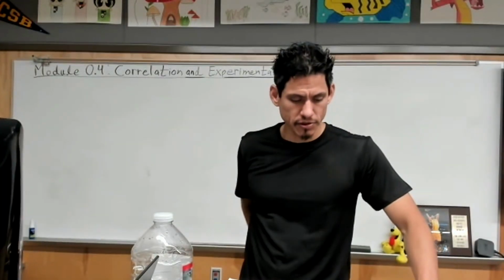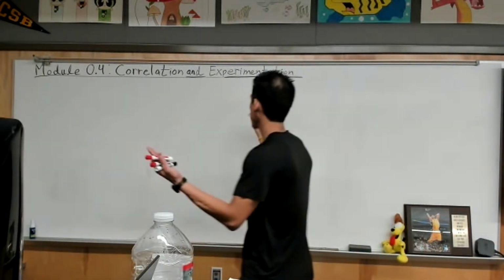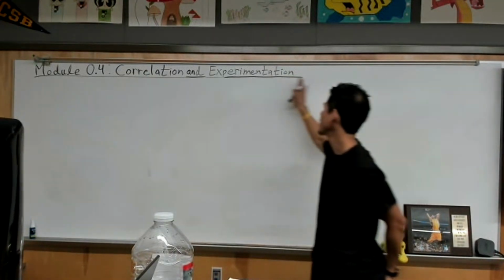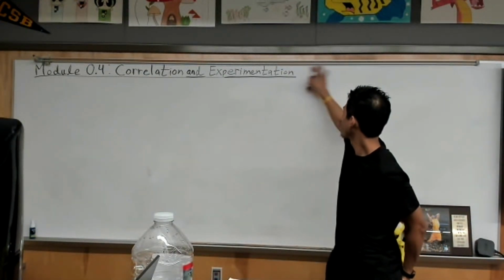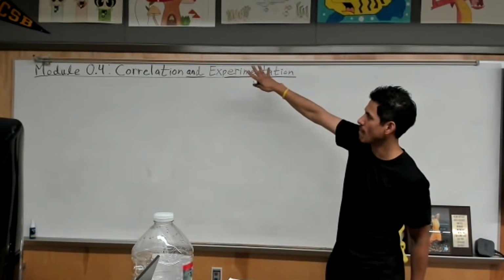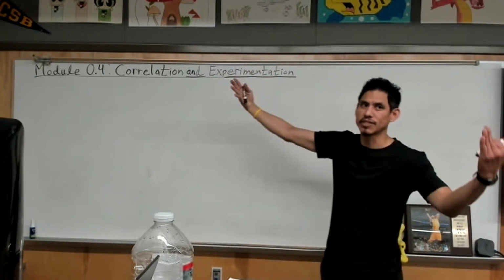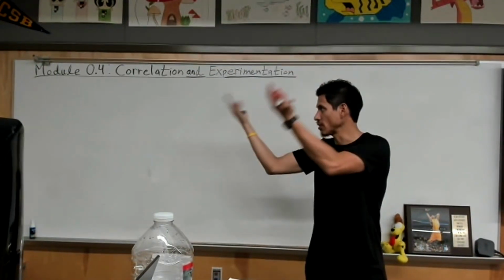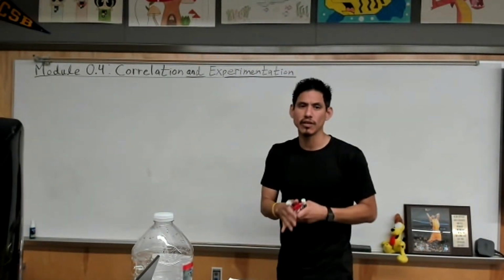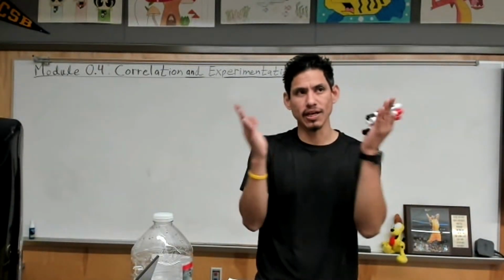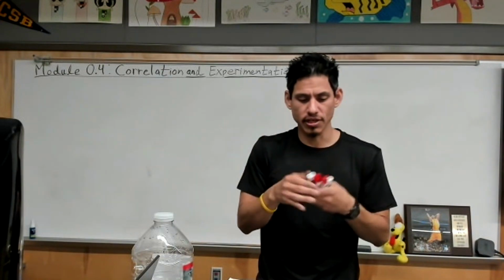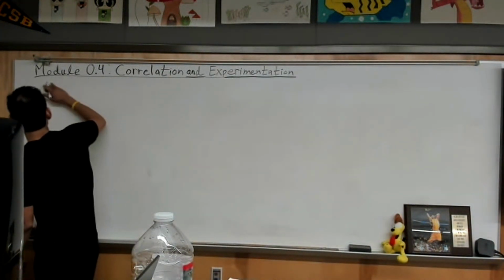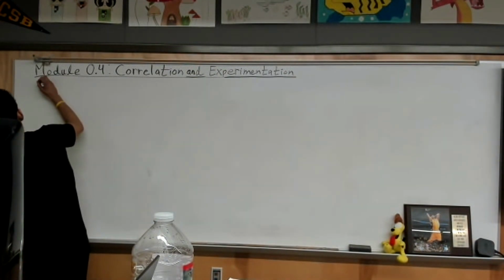Hello, people. So we're now going to go over correlation and experimentation. This is really where we're going to see how we can actually go about answering a question in psychology. So we want to look at the basics of performing a study and analyzing it, designing it, that sort of thing. This is going to be exciting because there's actually some math involved.